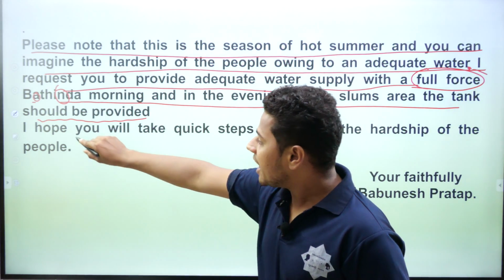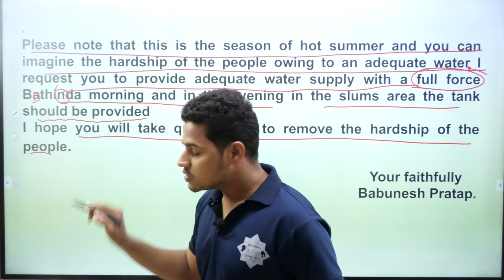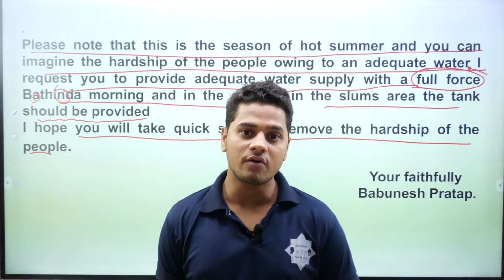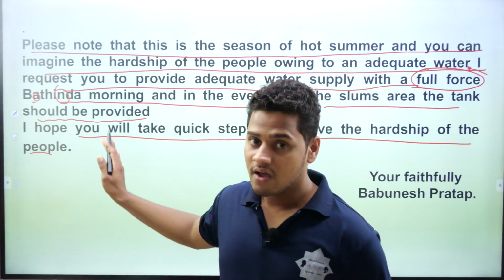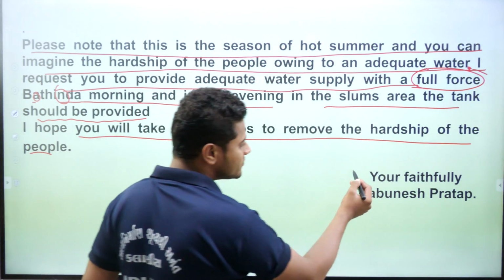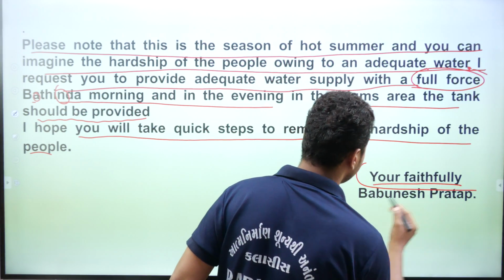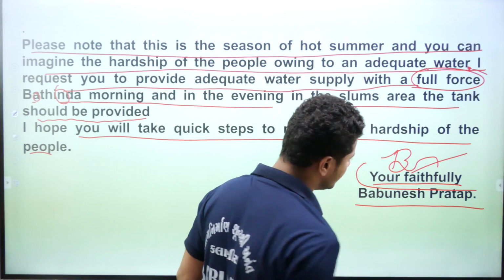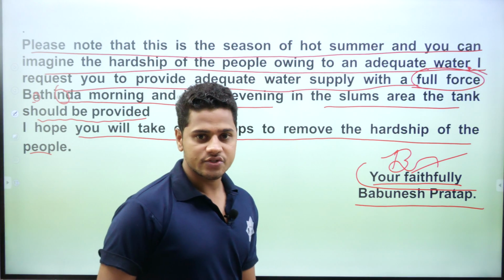So I hope you will take quick steps to remove the hardship of the people. We are suggesting and requesting the officials who are responsible to sort out this problem. Now in the last we can see the subscription we have written: Yours faithfully. The name you have to write, then after that the signature you have to do compulsorily. Those people who are sending this to the officials have to sign over here.